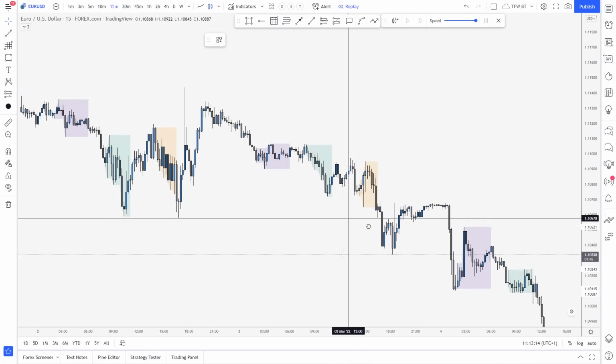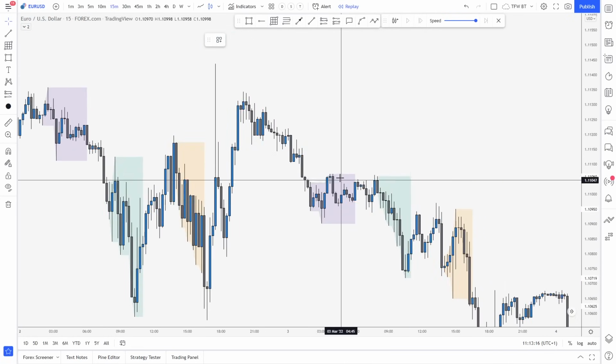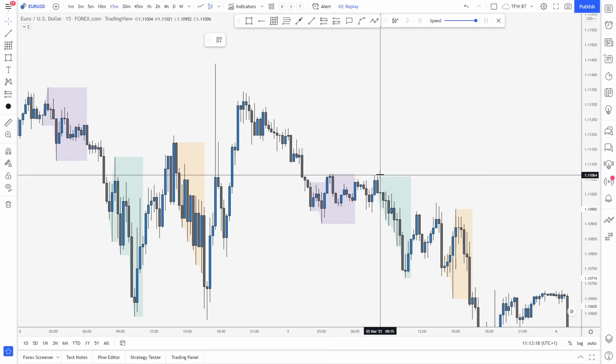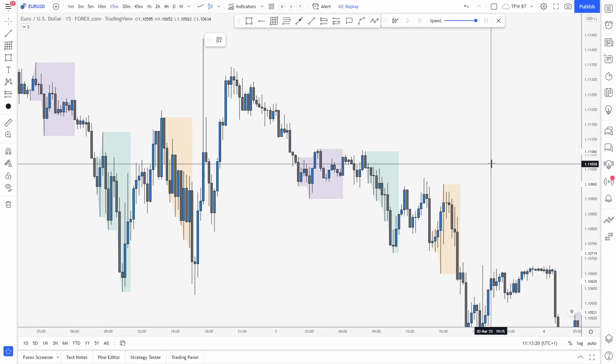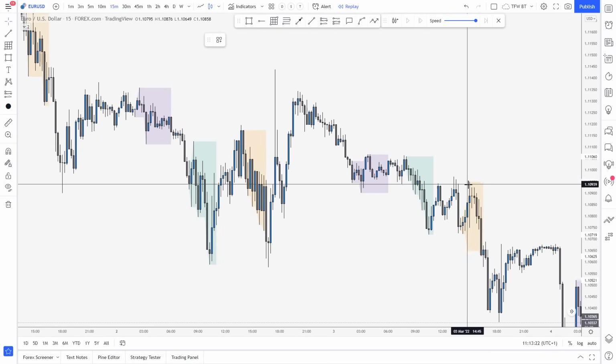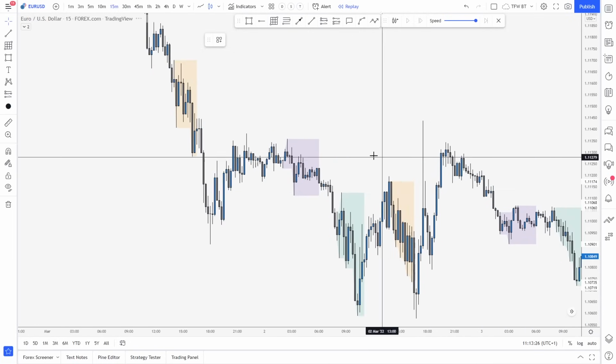Some days you're not gonna have the perfect setup. Consolidating, didn't even manipulate above this time, but again, knowing the daily agenda, knowing that we're bearish, we take a short in New York. I think I took this trade right there.